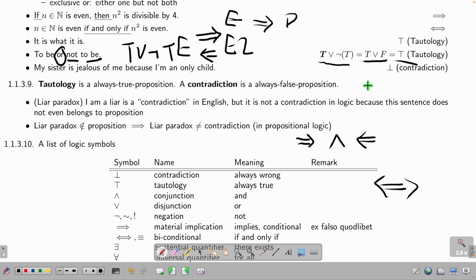So therefore it's a tautology. If I have a true and a false and an or, then it's always true. So therefore this is a tautology. We'll talk about it later.